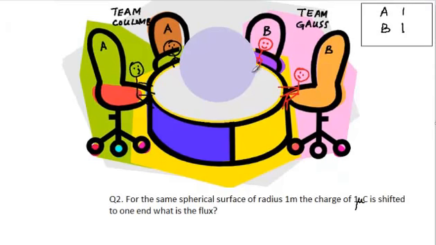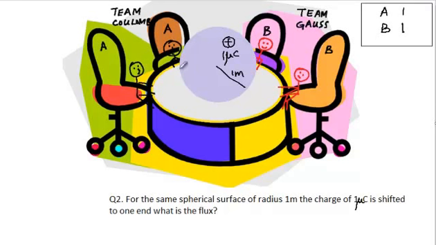Now the next question says that the charge has been shifted to one end. Let's say the charge is placed over here. It's the same charge of 1 microcoulomb, and the spherical surface is the same, that has a radius of 1 meter. Now you have to find out the flux in this case.